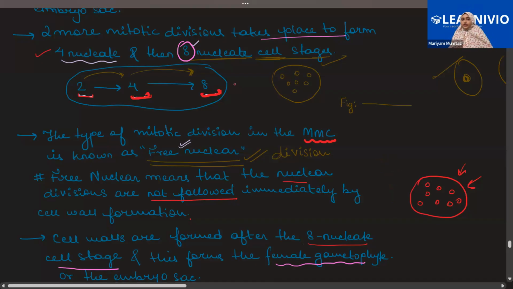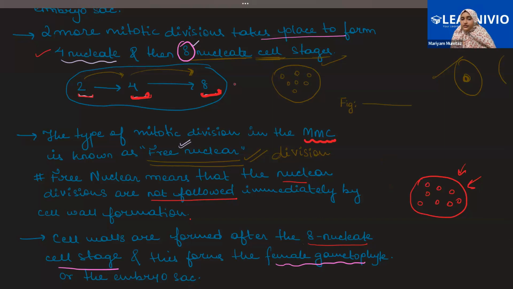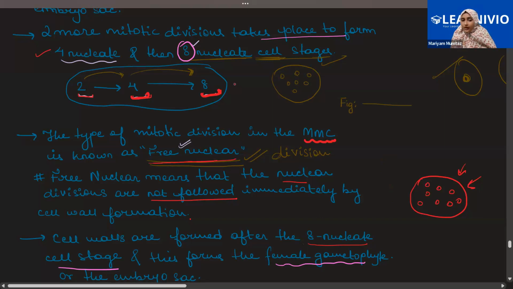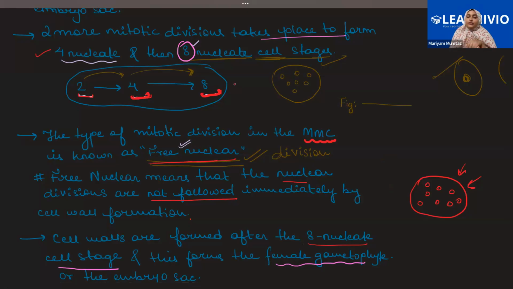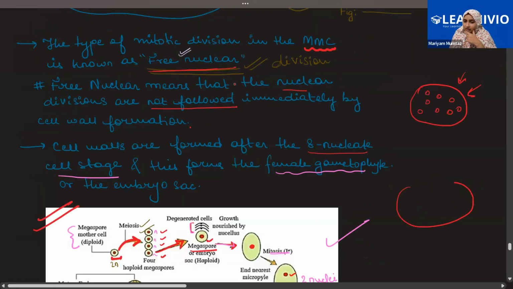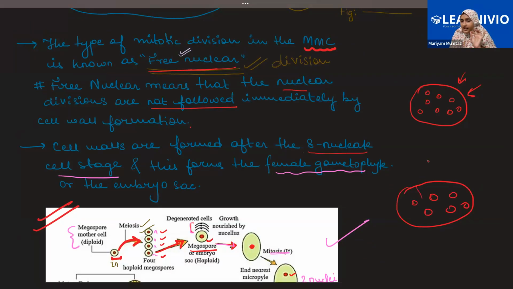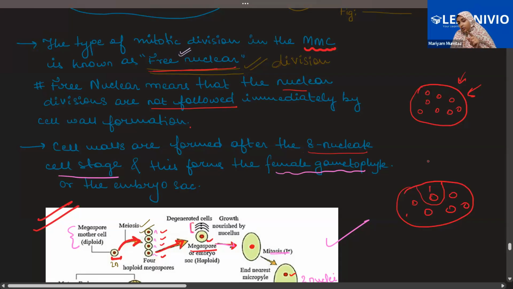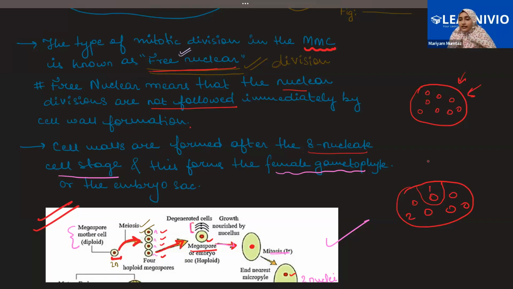Yes. So here, this type of mitotic division is known as free nuclear division. Why? Because the nuclear division is not followed by the cell wall formation. Meaning the nucleus is dividing, but the cell is not dividing. For example, if there is this one cell with these many nuclei in it, now let's just say a cell wall is formed like this. So now this becomes cell number 1 and this whole entire thing is cell number 2. Always remember that cell wall formation demarcates or separates the whole entire content.